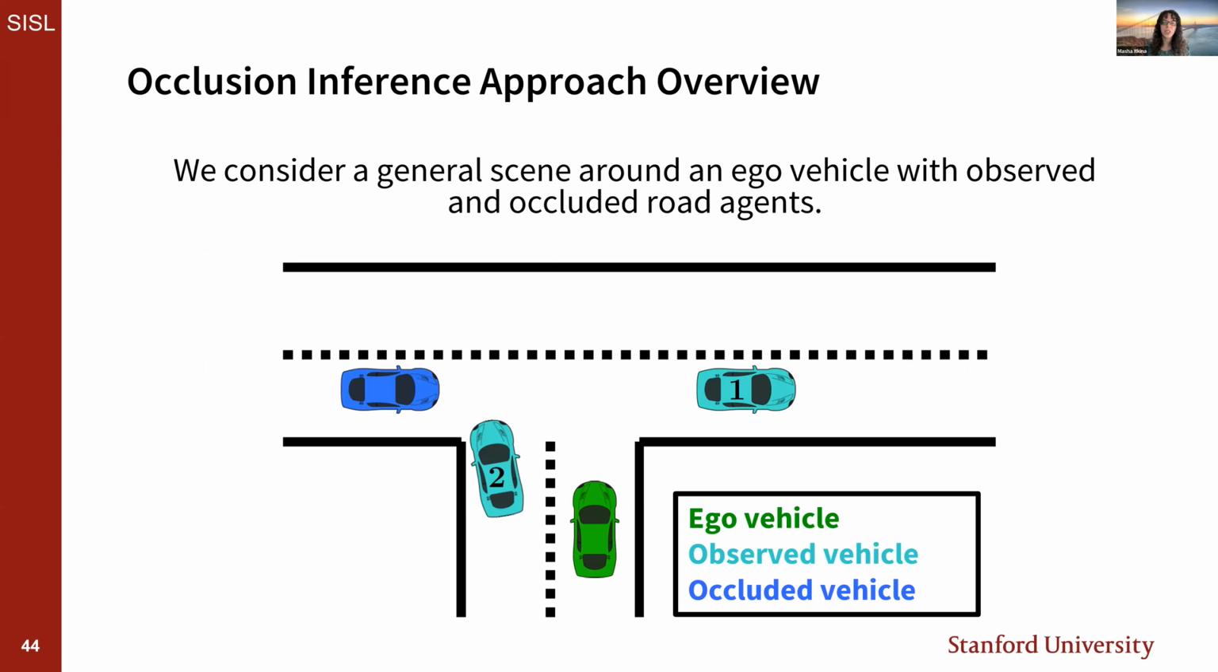So here we consider an ego vehicle, which is denoted in green, in an intersection. Observed drivers are denoted in cyan. In this example, the ego vehicle is waiting to turn right, while observed vehicle 2 is waiting to turn left, and it is obstructing the ego vehicle's view. The occluded vehicle is denoted in blue.